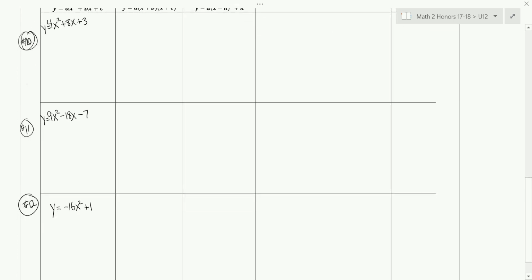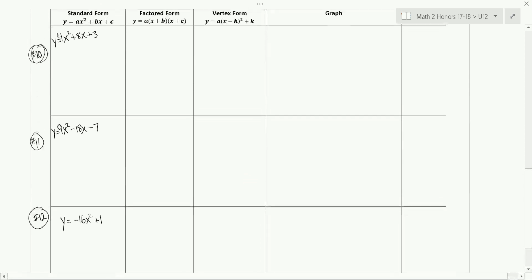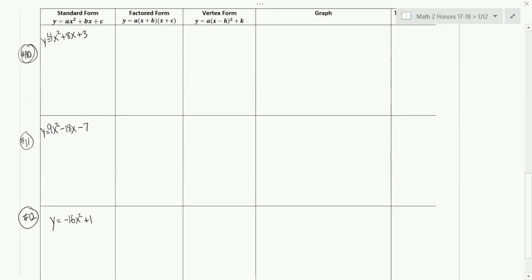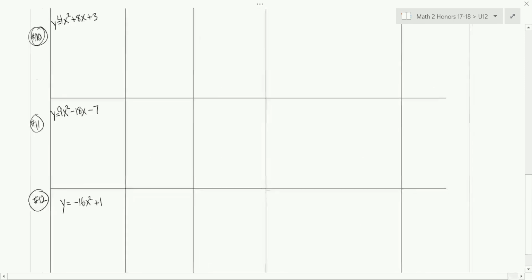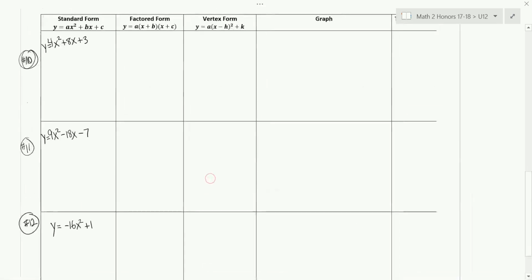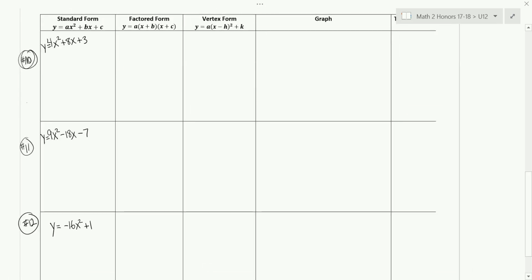Here's 10, 11, and 12. Each of these are given in standard form. And these get to a little more challenging types of factoring problems, but things that we need to know how to do. And they also end up giving you x-intercepts that are fractions. You'll look at how to handle those when you get x-intercepts that are fractions. Okay. And we'll do at least one of these together today as well.